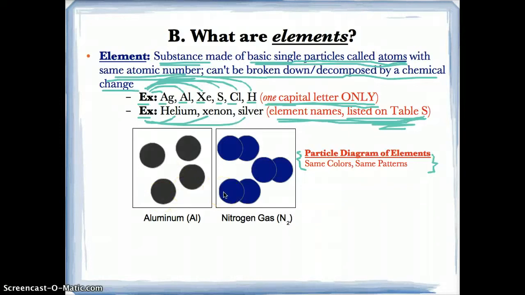Okay, that's the second way. If the chemical name is listed on Table S, it's definitely an element. Since helium, xenon, and silver are listed on Table S, just like they're written here, they're definitely elements.